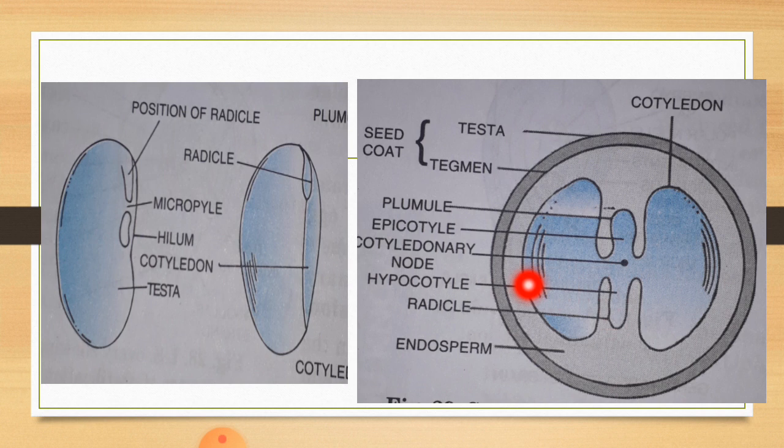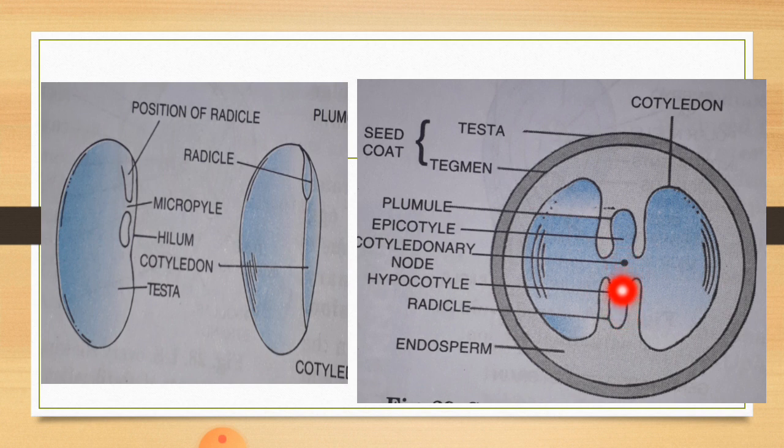On the other end, between the plumule and the cotyledonary node on the upper side, the portion is known as the epicotyl. So it has two portions. The part of the embryonic axis between the radicle and the cotyledonary node is the hypocotyl.